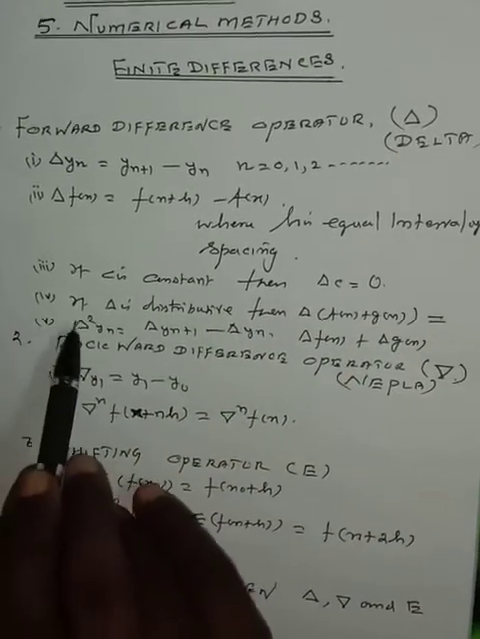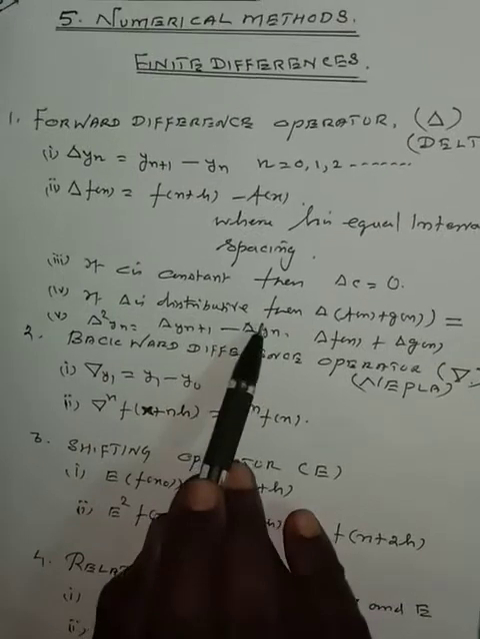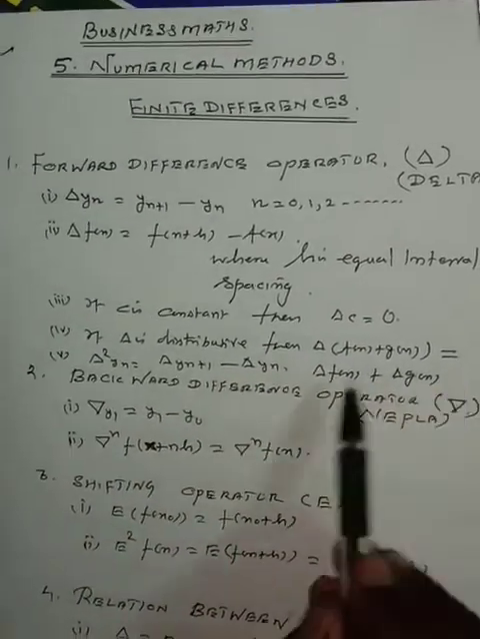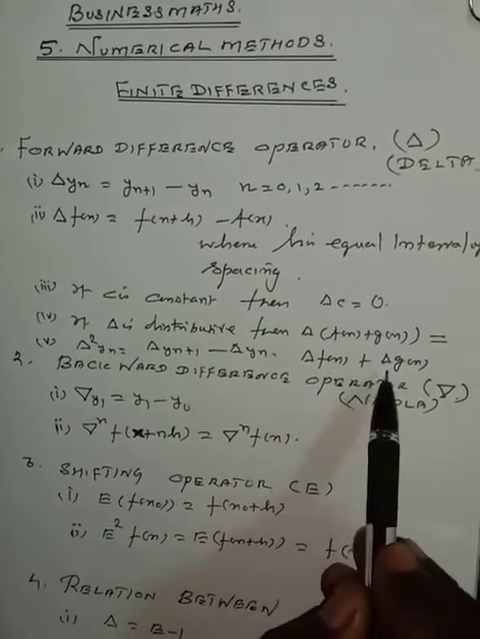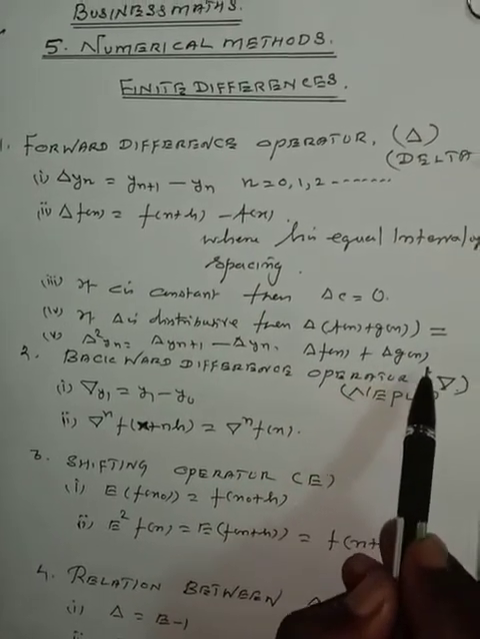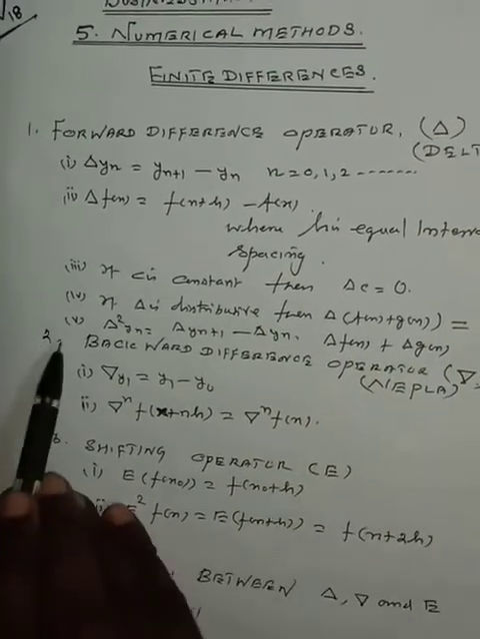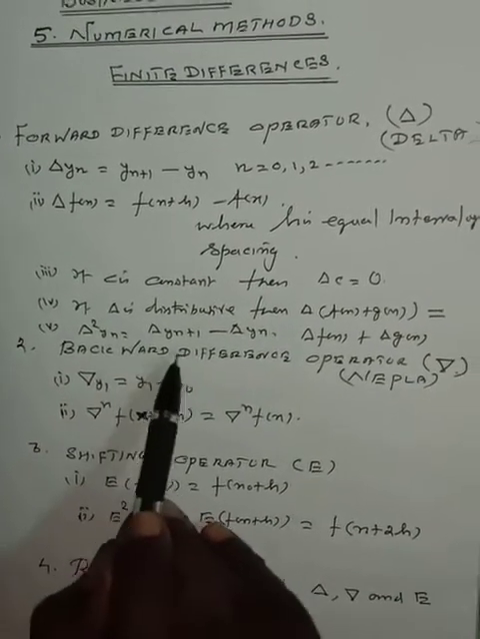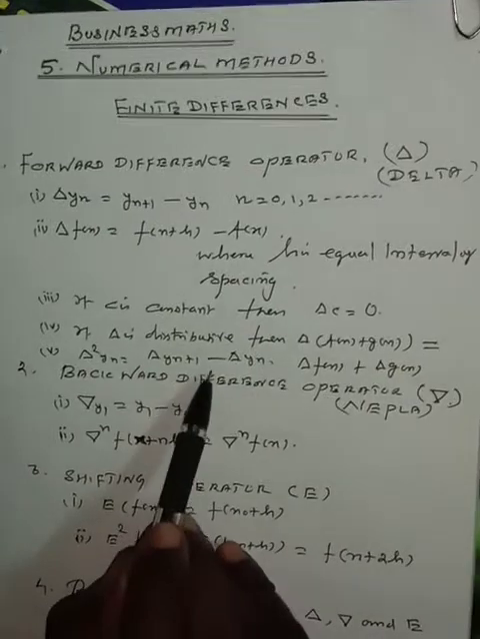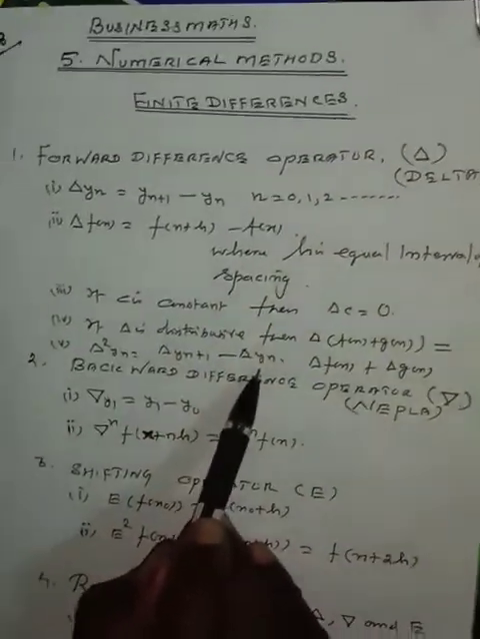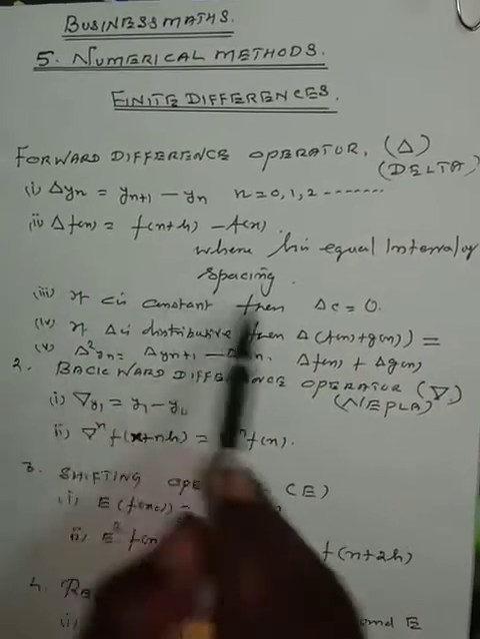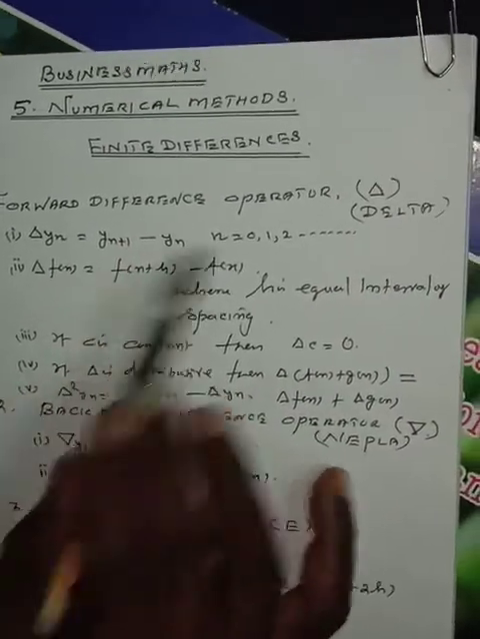Number 4, delta is distributive, then delta of f of x plus g of x is equal to delta f of x plus delta g of x. Number 5, delta square yn is equal to delta yn plus 1 minus delta yn. These are the delta types. Number 1, forward difference operator.